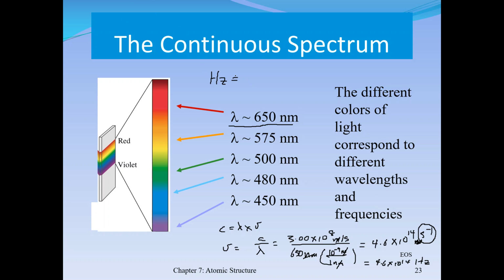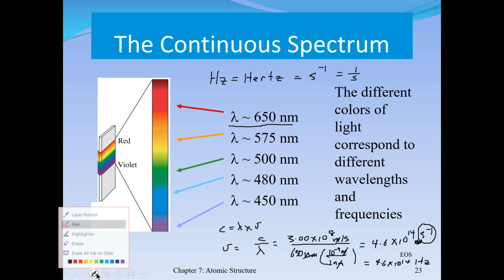Hz is the same thing as the Hertz unit, which is the same thing as seconds to the minus 1, which is the same thing as 1 over seconds. So that's the Hertz unit, which is a unit that is used for frequency. As far as wavelength is concerned, the wavelength can be expressed in pretty much any metric unit, nanometer, meters, etc. But for frequency, it is always expressed in Hertz or seconds to the minus 1.